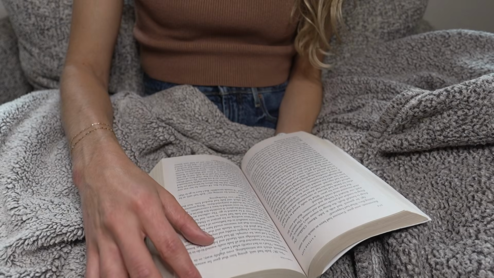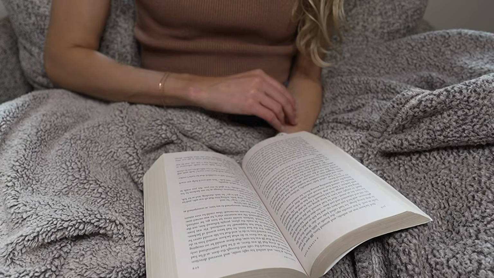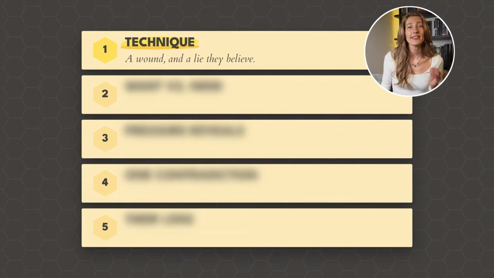Then I have one filter you can run every scene through, so this doesn't slip away from you at chapter 14. This is the single most common note I give as an editor. It is also the one that decides whether someone finishes your book or puts it down at page 40. Let's go. First technique, give your character a wound and a lie they believe.